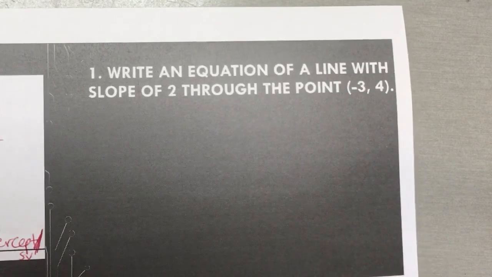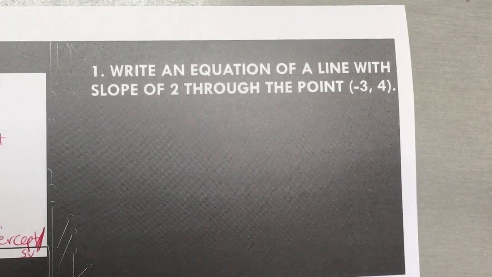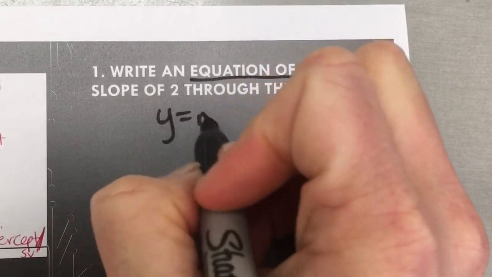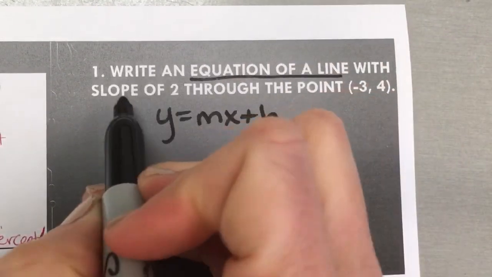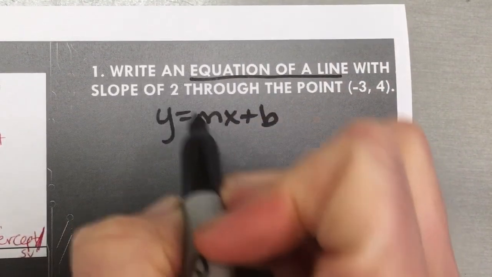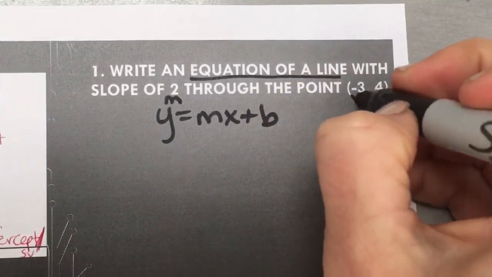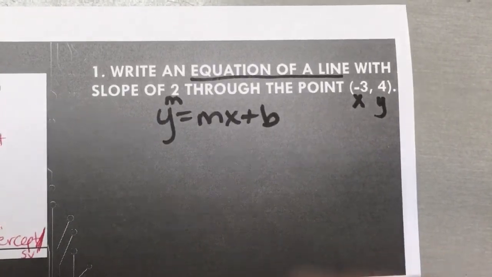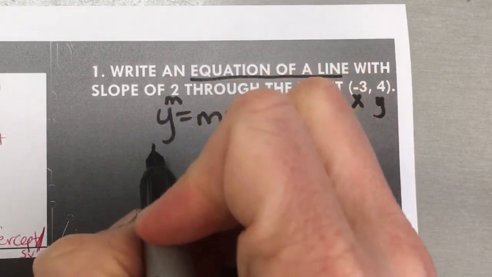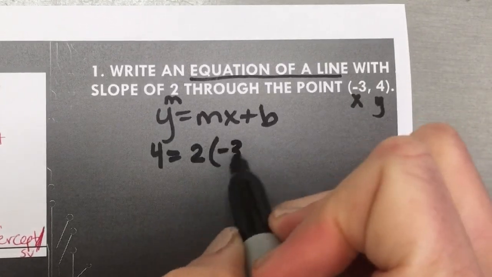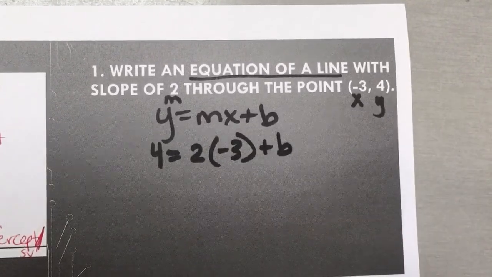Number 1, write the equation of a line with a slope of 2 through the point -3, 4. So the equation of a line is y equals mx plus b. A slope of 2, remember m is your slope, so 2 is going to be m, and here's your point, that's x and y. So we plug 4 in for y, we plug 2 in for m, and we plug -3 in for x, and we put plus b.